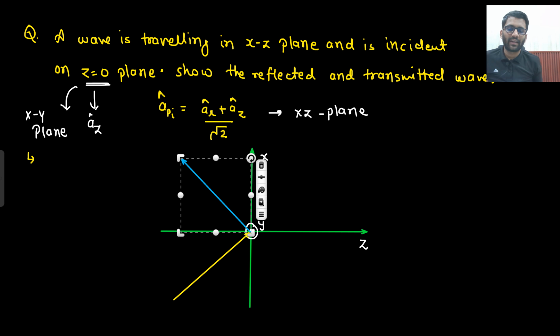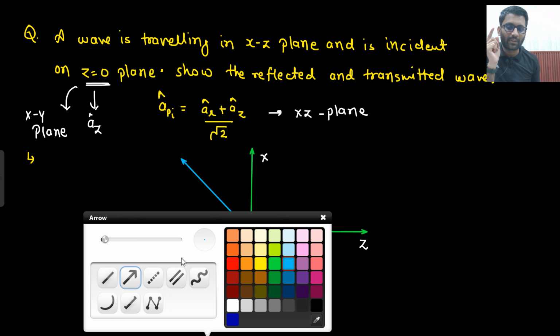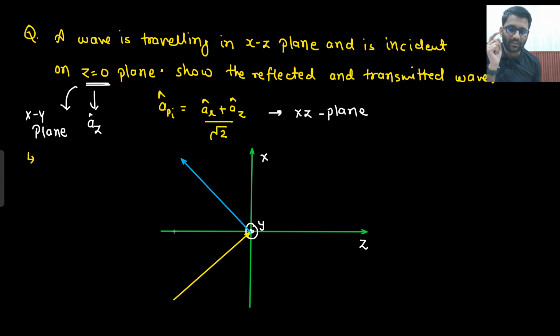And what will be my incident angle? Incident angle is always defined with respect to the perpendicular. And what is the perpendicular here? This is the perpendicular here. So it is always defined with respect to the perpendicular. So this is your theta i. This is your theta r.